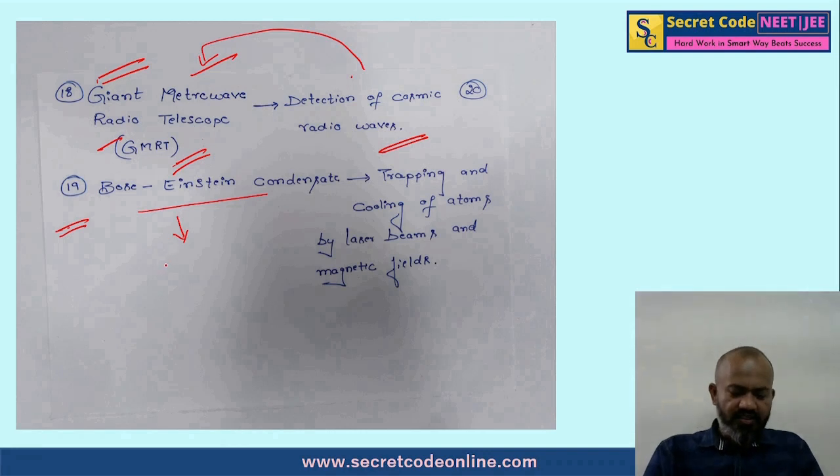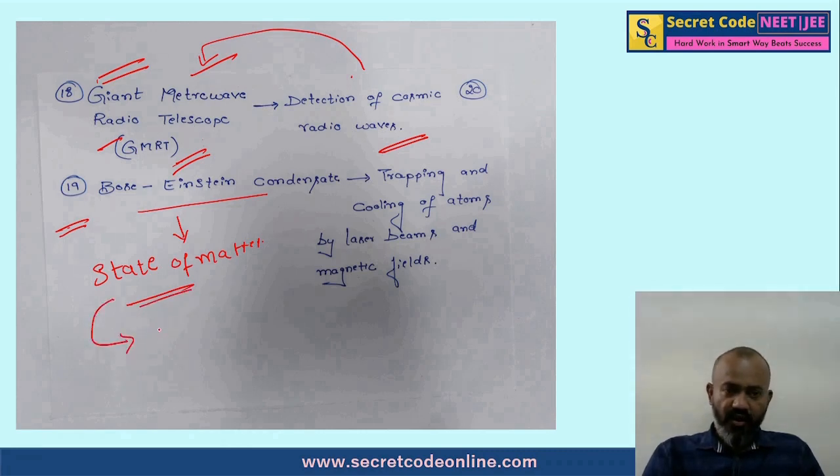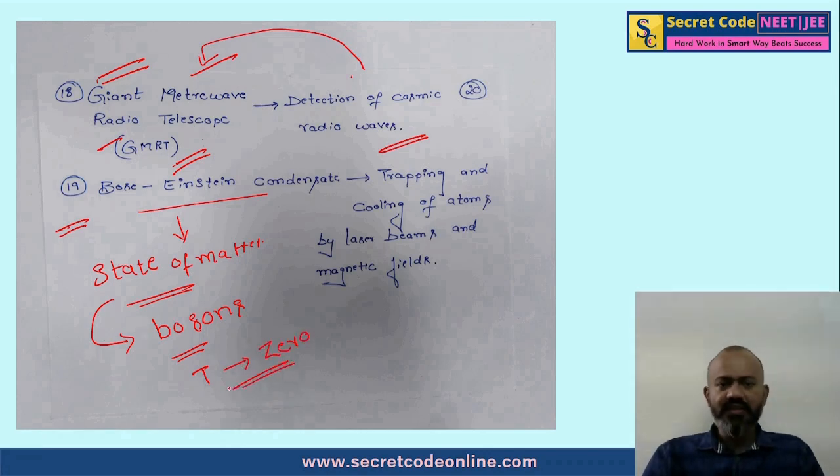See, Bose-Einstein condensate is nothing but a state of matter. It is a state of matter which is formed when a gas of bosons at very low density is cooled to a temperature close to absolute zero. That is what is known as Bose-Einstein condensate.